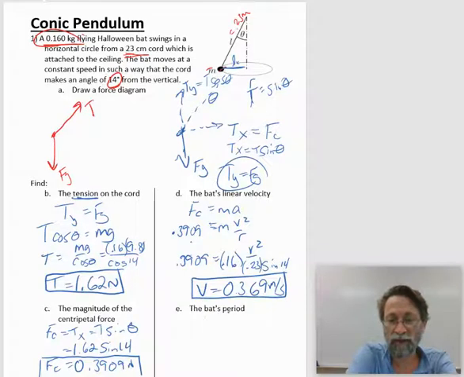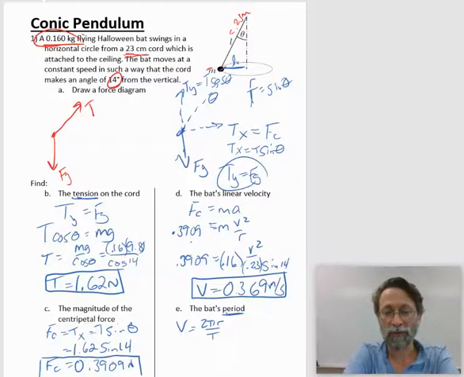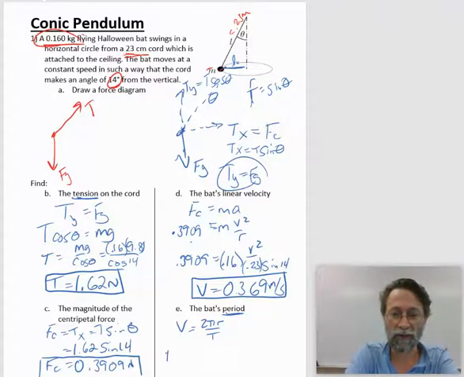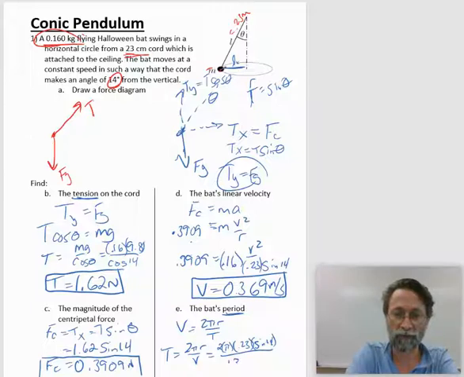Lastly, we can translate that velocity into a time. What's the bat's period? How long does it take to go around one time? By using v equals 2 pi r over T. The 2 pi r is the circumference of the circle, and the period is the time one time around. Rearranging, the period is 2 pi r over v. So 2 pi times the radius, 0.23 times the sine of 14, all divided by the velocity, 0.369. And you end up with 0.466 seconds. That becomes your period for the circle.